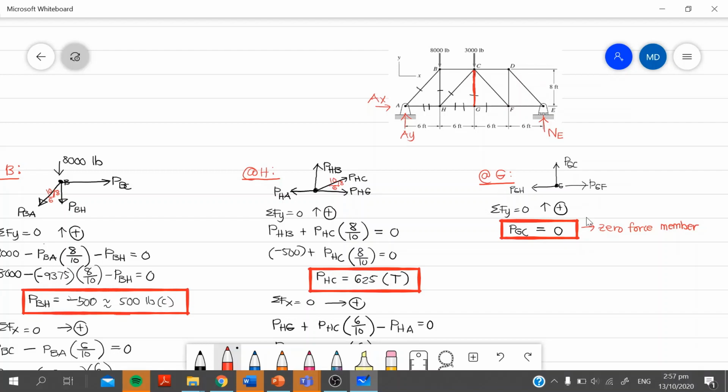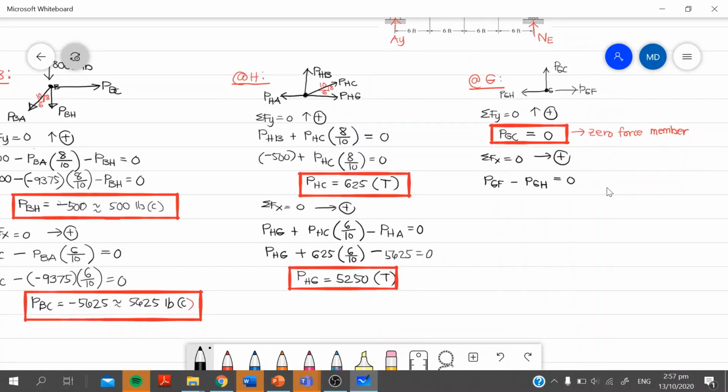Okay? Now, let's move on to sum up forces horizontal. This time, assume right forces positive. So, force GF minus force GH, wala nang iba, equal to 0. So, na-solve naman ang GH, diba? Or HG, pareha lang na siya. So, force GF is force GH is equal to 5 to 50 pounds. Tension. Okay, very good. Dali lang.